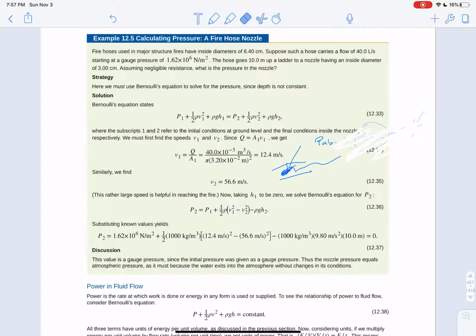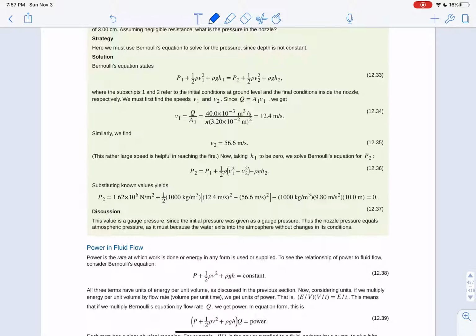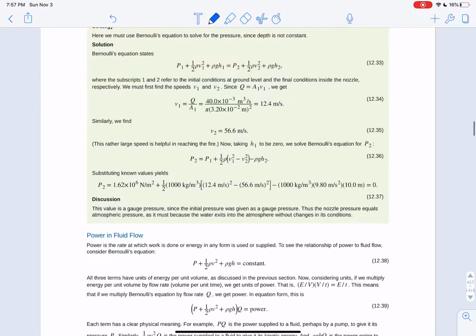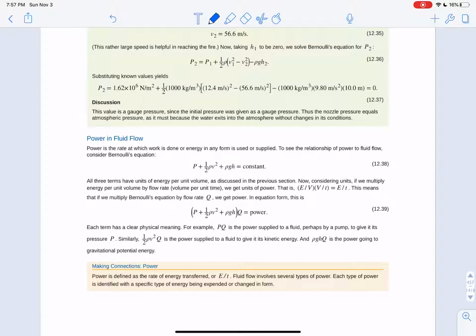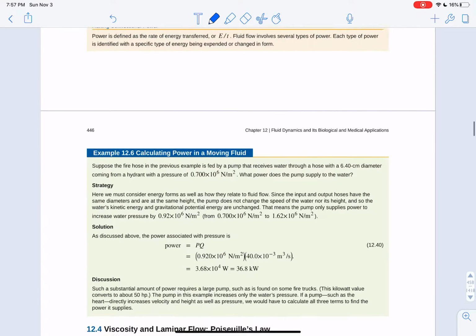If they just tell you the gauge pressure, they're only telling you the pressure relative to 1 atmosphere, and so when it goes from inside the pipe to outside the pipe, the difference of that pressure should just be the gauge pressure, and so the secondary pressure should be 0. Okay, so that's a little bit tricky, but that's okay.